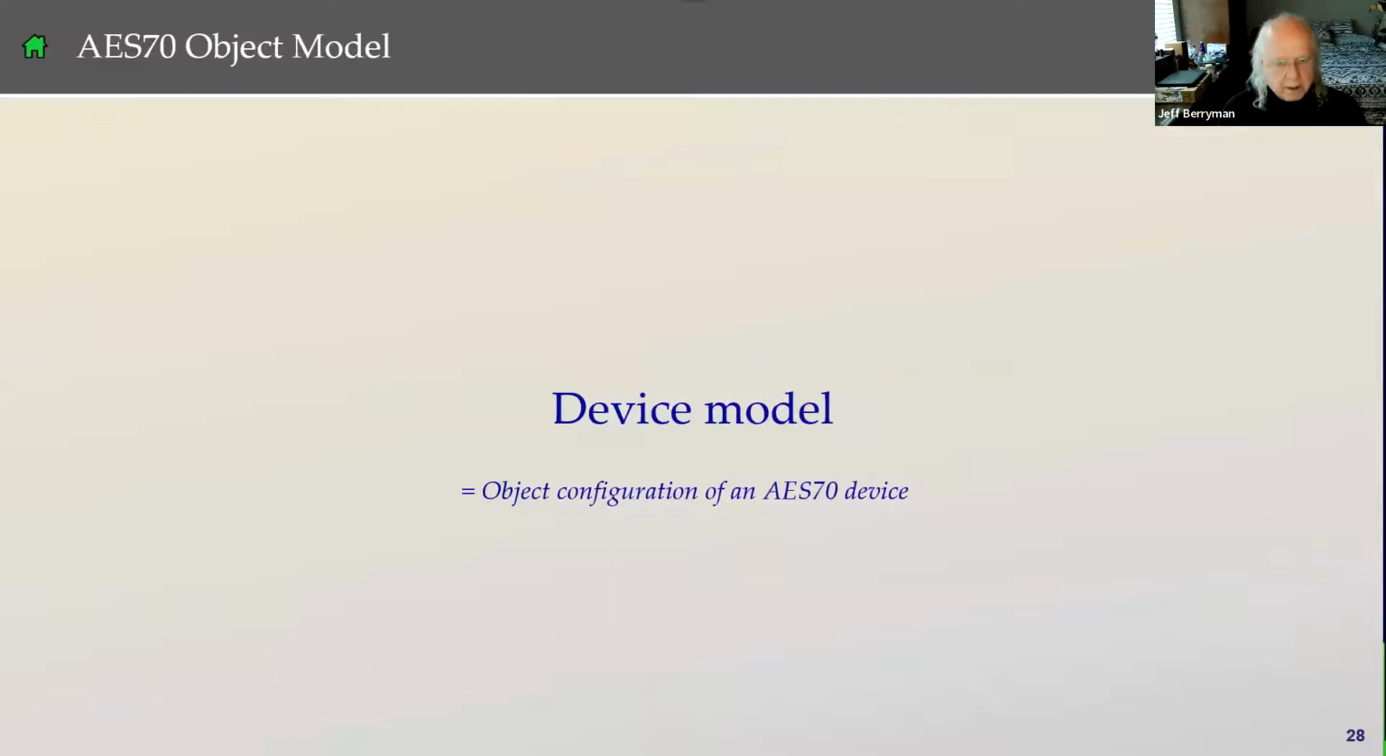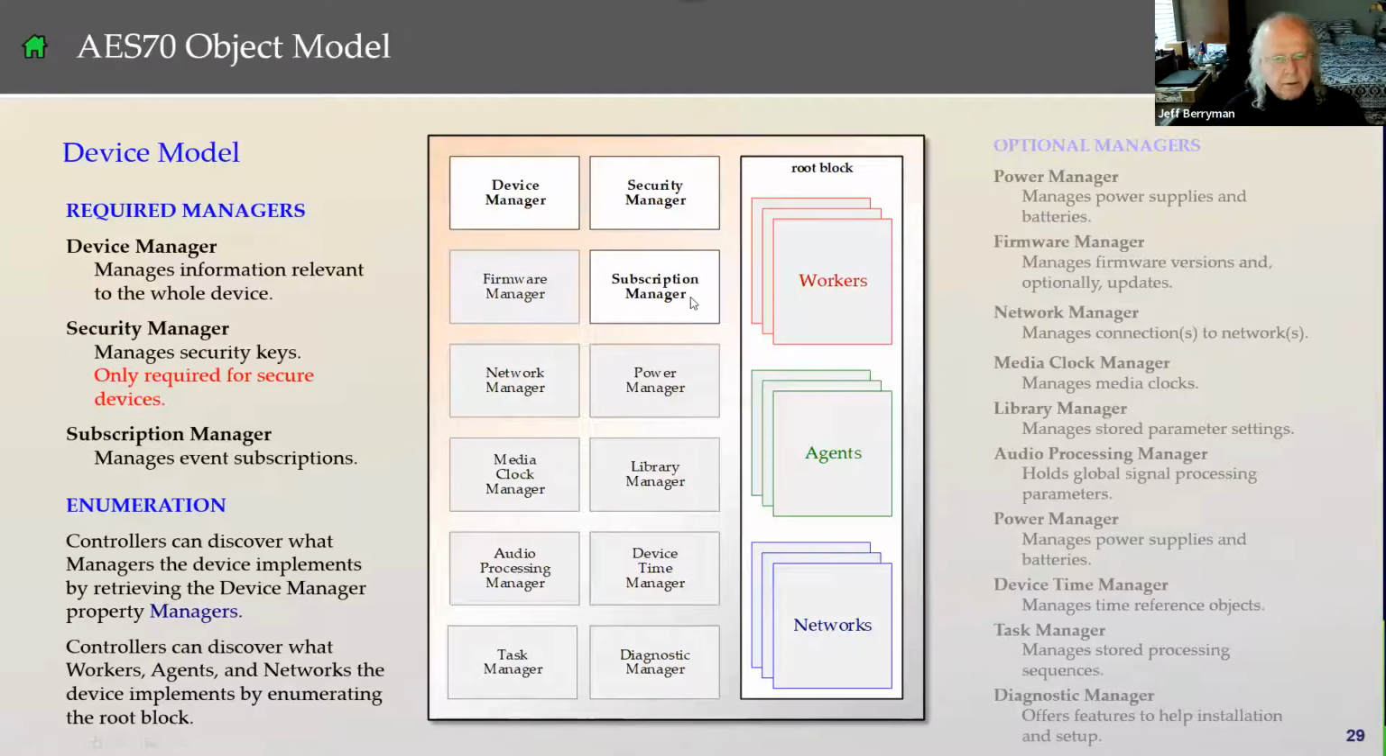What does a device actually look like? Well, here's what a device looks like, but don't worry, a lot of this is optional. What's really in a device: it has to have a device manager. It has to have a subscription manager. If it implements the secure option of AES70, which uses the TLS protocol, it also has to have a security manager to help manage the keys. All these other things are optional. I won't bother with them right now.